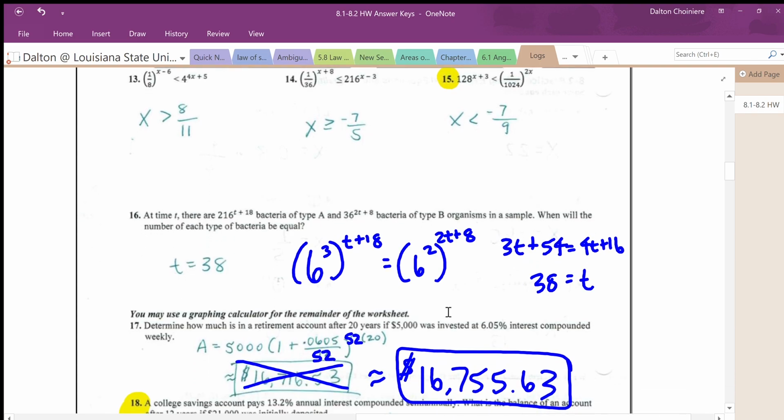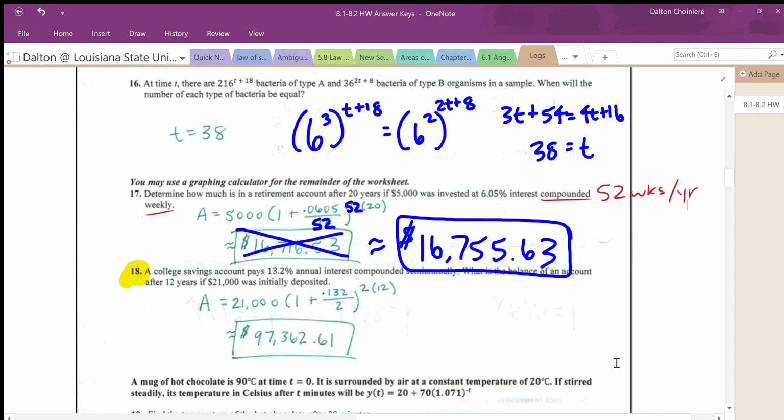Talking about number 17, I originally made a mistake because I did not read, which is what you guys tend to do sometimes. Number 17, it says interest is compounded weekly. There are 52 weeks in a year. Originally, I put 12. I did monthly, so I scratched that out. The correct answer should be $16,755.63. Of course, there's debate in terms of how to round. I'm okay with you just following regular rounding rules for that.